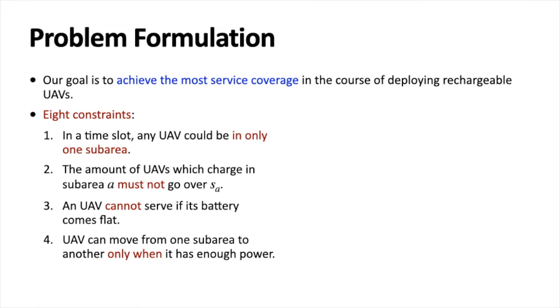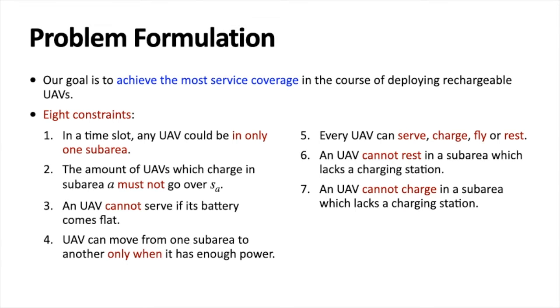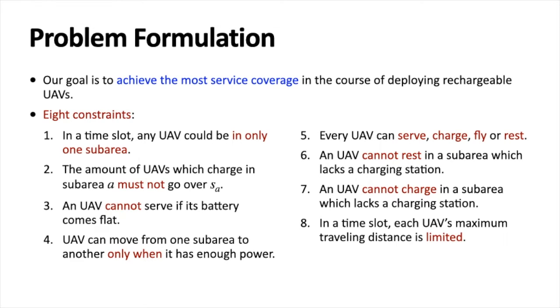Fourth, a UAV can move from one sub-area to another only when it has enough power, in case it dies halfway. Fifth, every UAV can serve, charge, fly, or rest. Sixth, a UAV cannot rest in a sub-area which lacks a charging station. Seventh, a UAV cannot charge in a sub-area which lacks a charging station. The last one, in a time slot, each UAV's maximum traveling distance is limited.